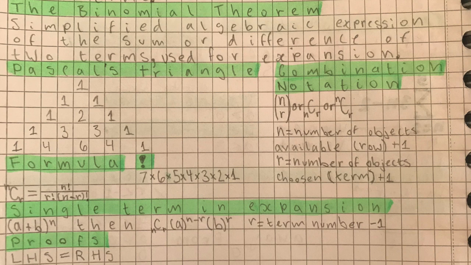So there is a formula you can use, which is quite confusing. It is n exclamation mark divided by r exclamation mark times n minus r exclamation mark. Now you might be wondering what an exclamation mark means.